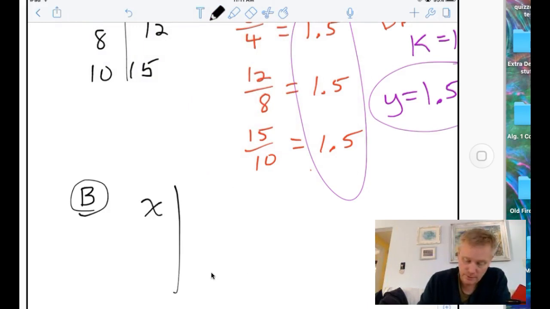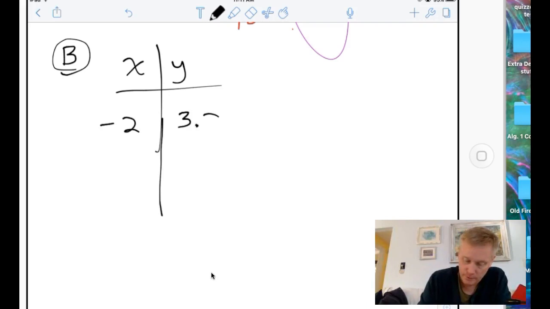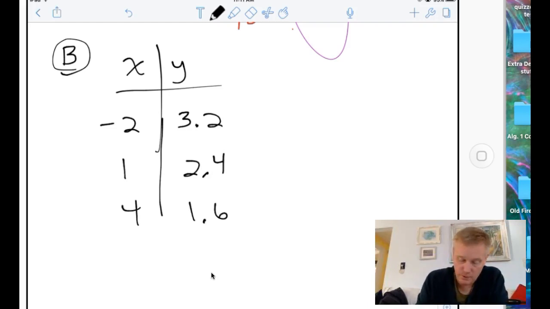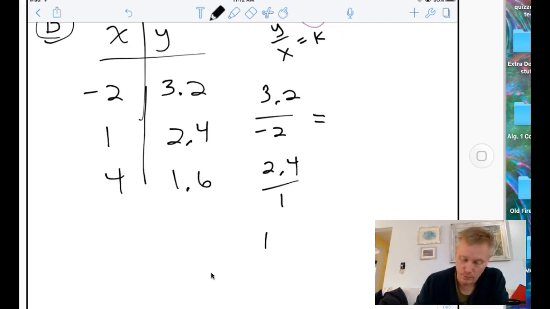And same directions. Table, I got -2, 3.2, 1, 2.4, and 4, 1.6. Okay, so if I start dividing that same equation, y over x equals k, and I take 3.2 and I divide it by -2, and then I take 2.4 and I divide it by 1, and then last but not least I take 1.6 and I divide by 4. What do you get?